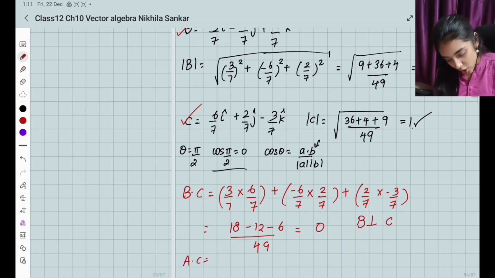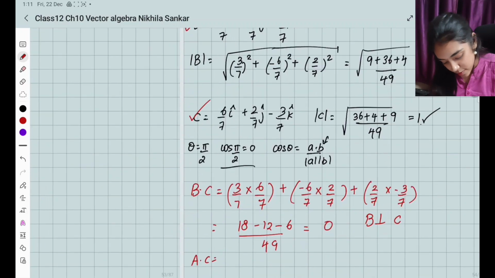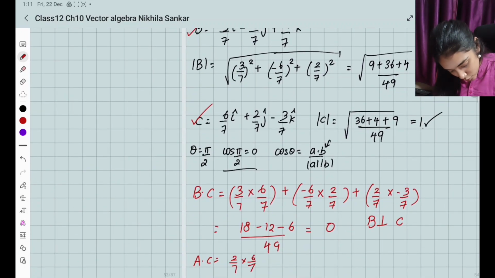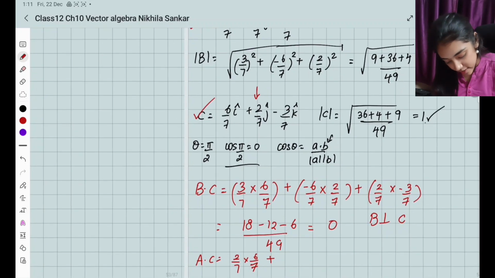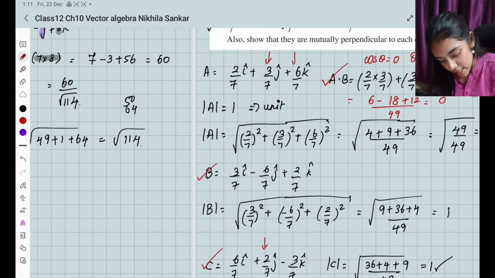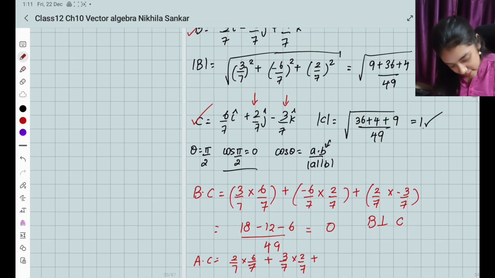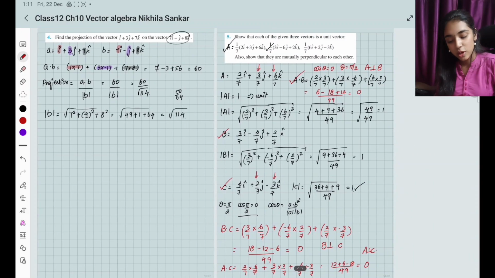So similarly, a dot c. What is a dot c going to be? I have a is going to be 2 by 7 into 6 by 7. So I have 2 by 7 into 6 by 7 plus next term, what? 3 by 7 into 2 by 7. So I have 3 by 7 into 2 by 7 plus last term, what is it, 6 by 7 times minus 3 by 7. So 6 by 7 times minus 3 divided by 7. I again have 12 plus 6 minus 18 divided by 49, which is again going to be 0. So I see that a is also perpendicular to c. So we can prove perpendicularity using the dot product. Okay, please copy.